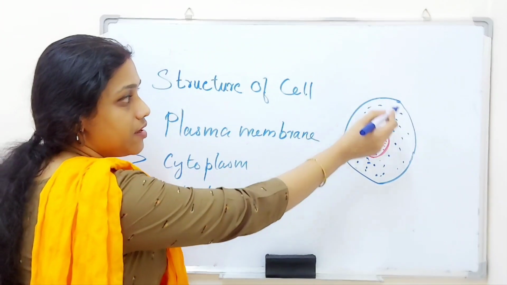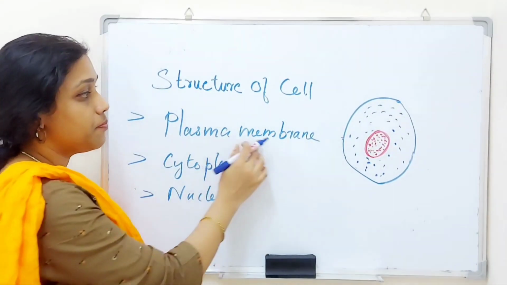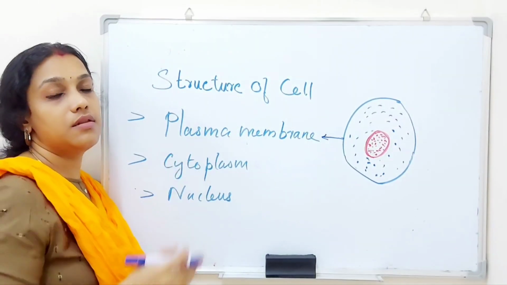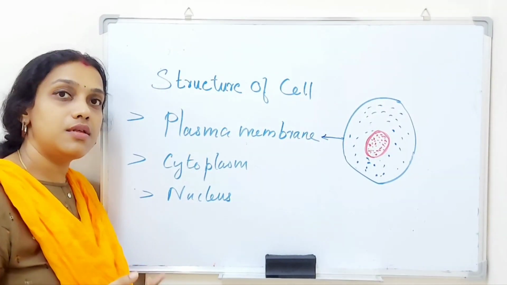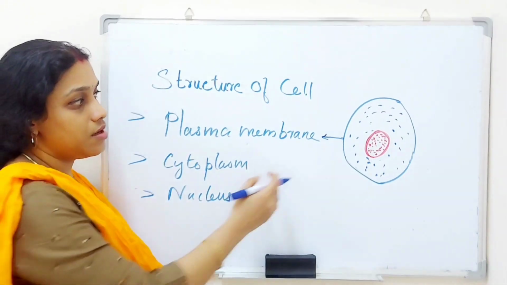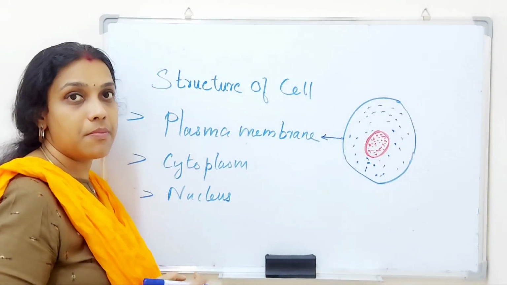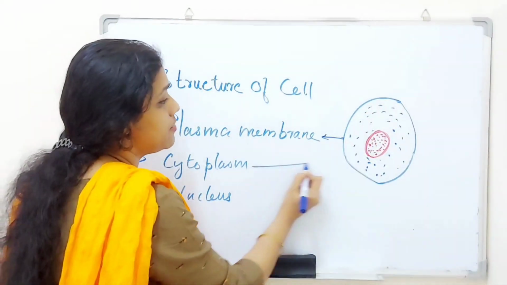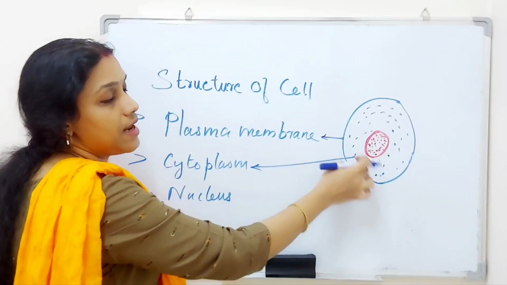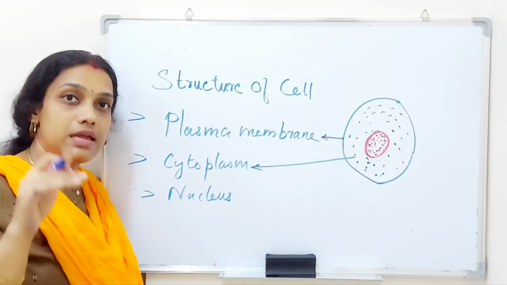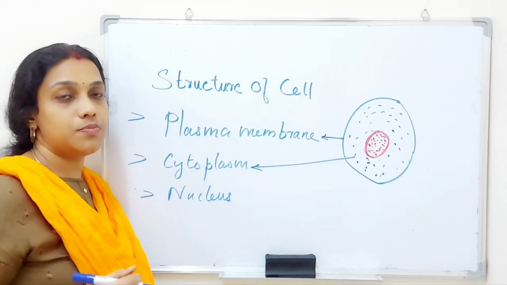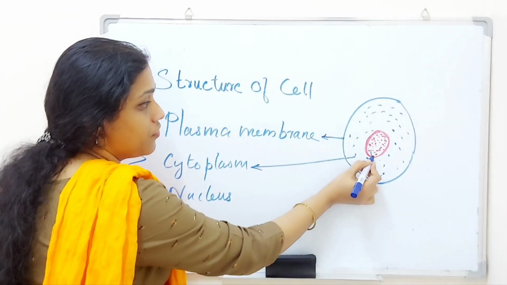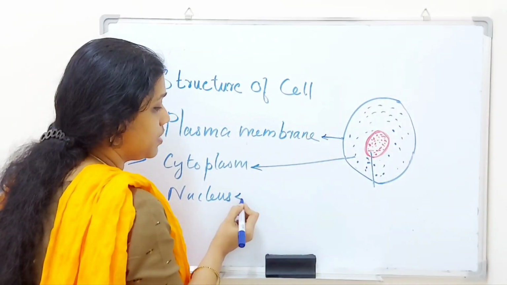So the cell has an outer boundary that is known as a plasma membrane. This one is the outer boundary, the limiting membrane, that is known as the plasma membrane. It is otherwise known as the cell membrane. Now towards the inner side of the plasma membrane, inside the cell, there is a jelly-like material seen, that is known as the cytoplasm. This jelly-like fluid or material that is seen inside the cell is known as a cytoplasm.